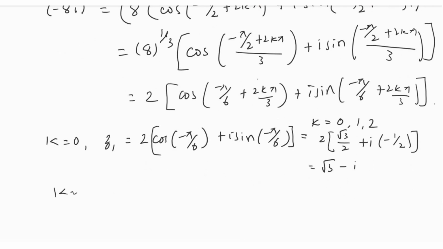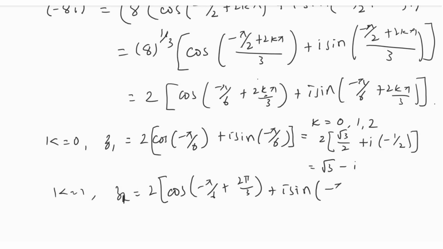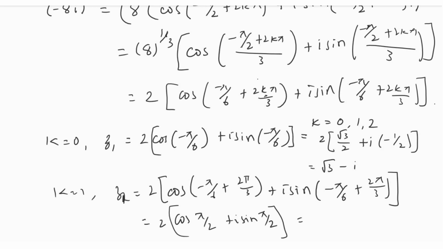For k equal to 1, you will have z2, that is 2 into cos of minus pi by 6 plus 2 pi by 3 plus i sin of minus pi by 6 plus 2 pi by 3. Minus pi by 6 plus 2 pi by 3 is actually pi by 2, that you can calculate. So it is nothing but 2 into cos pi by 2 plus i sin pi by 2, and you know that cos pi by 2 is 0 and sin pi by 2 is 1, so it is 2i.